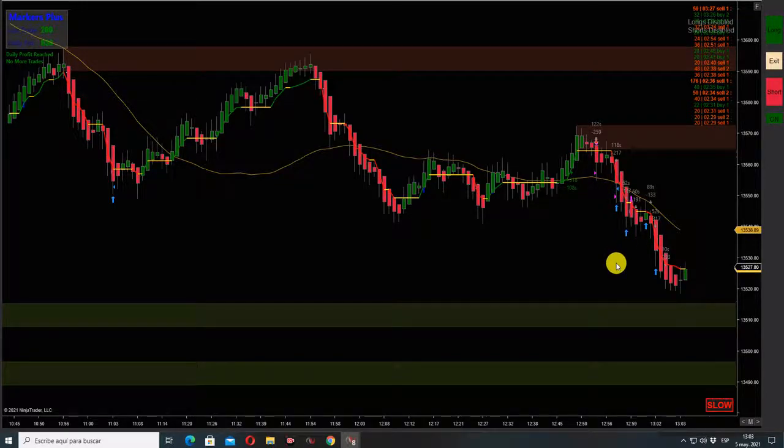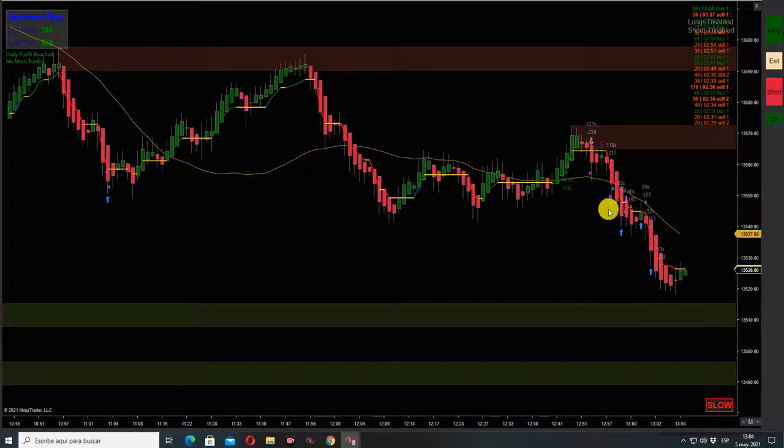But with my own risk management, you need to give it some room if you're trading the NASDAQ. The NASDAQ is very whippy. NASDAQ is very complicated to trade.